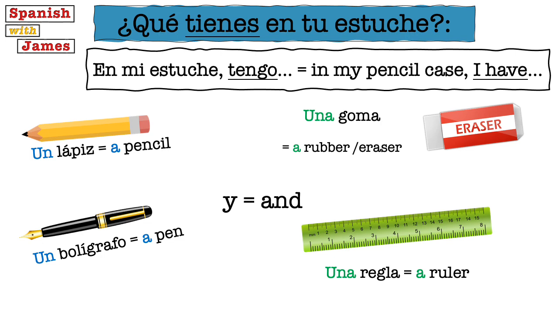So just like in English, we wouldn't say in my pencil case I have the rubber, the pen. We'd say a rubber, a pen, and so on. So we need to remember to use the right article in Spanish as well. So un or una.